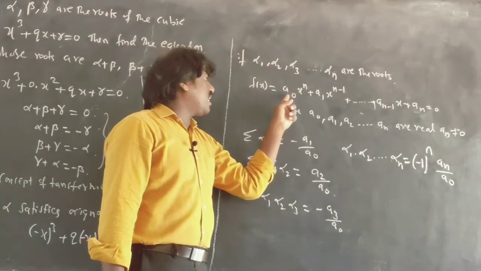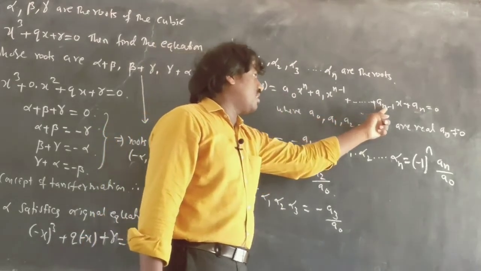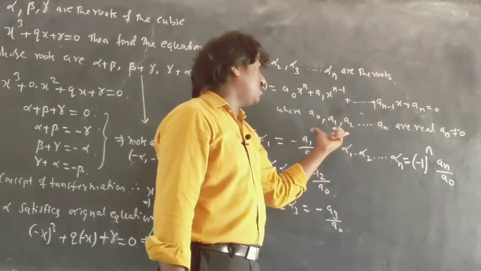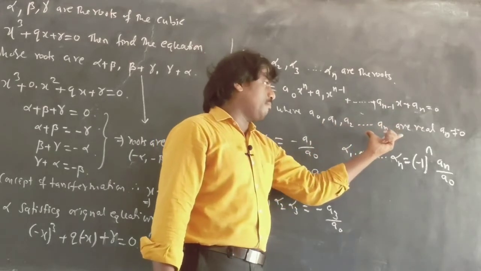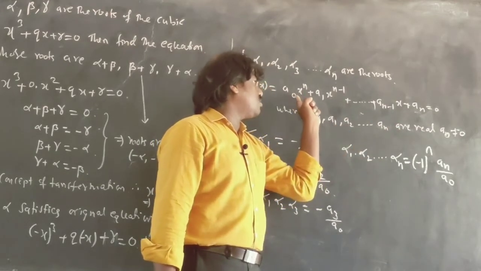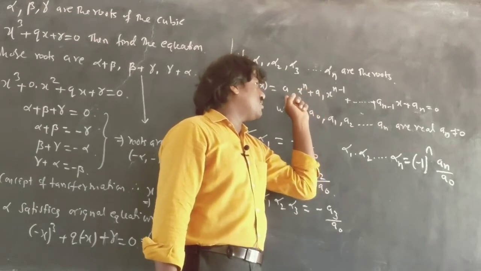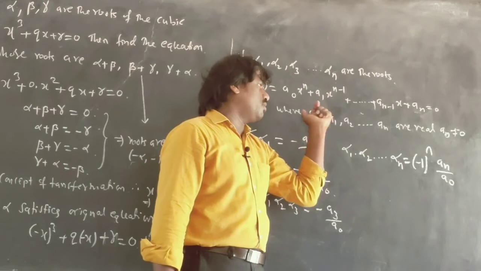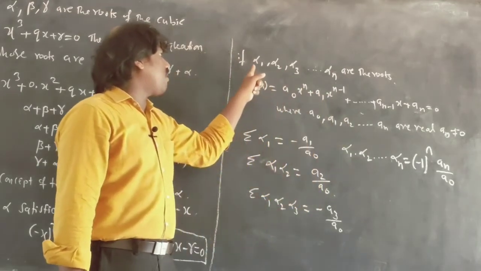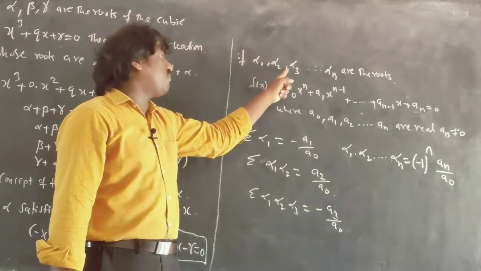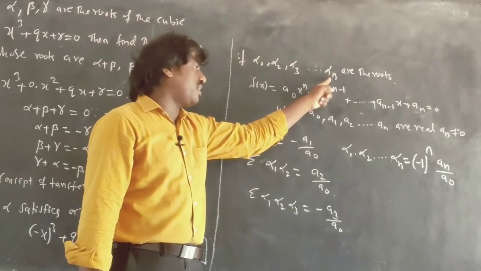And where a0, a1, a n minus 1, a n are coefficients, and the coefficients are real numbers, and a0 is not equal to 0 because this is an nth degree polynomial. If this is 0, then it is not an nth degree polynomial. Therefore, you have n roots, alpha 1, alpha 2, alpha 3, and so on up to alpha n.